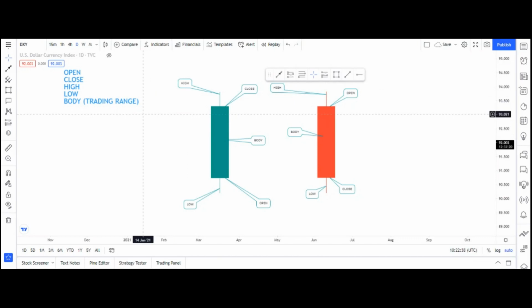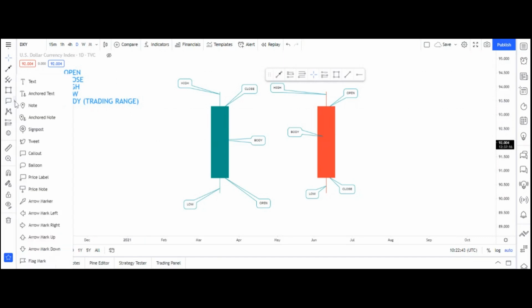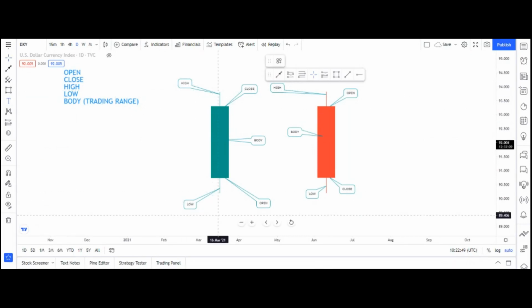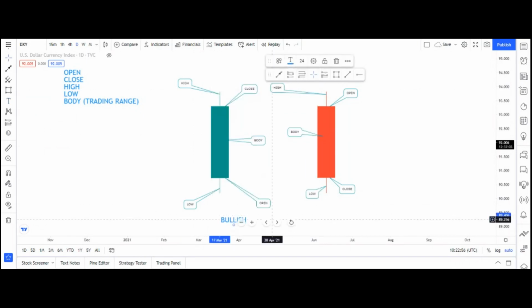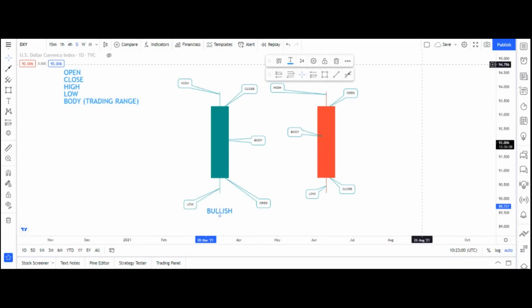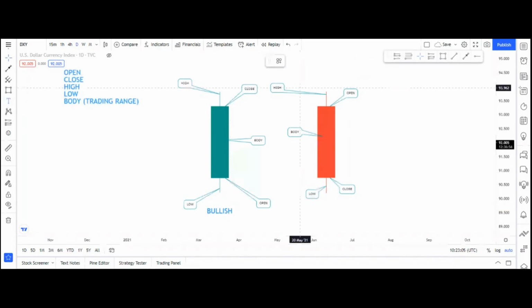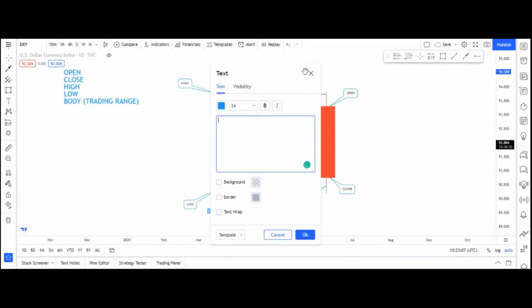And I said for a bullish candle, this is bullish. Let me type it above so you know. Yes, this is bullish. And I said bullish is when it is going up. And I said this is bearish. Bearish is when it's going down.